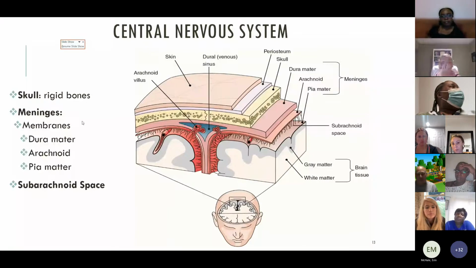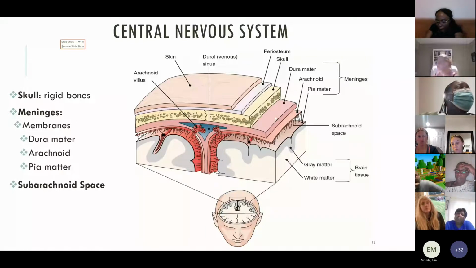Then we have the meninges, which are the different layers of the brain. If you look over here, we have the different layers that help cover the brain to protect it. So we have the dura mater, the arachnoid, and the pia mater, and then we have our subarachnoid space in there, which is the very smallest layer closest to the brain.